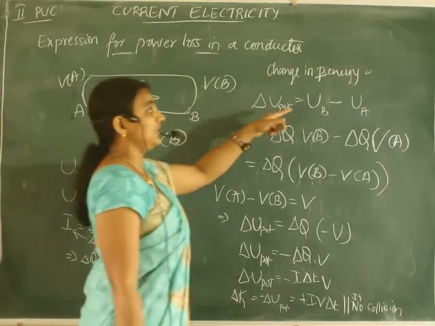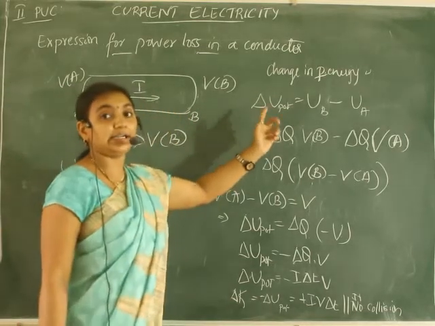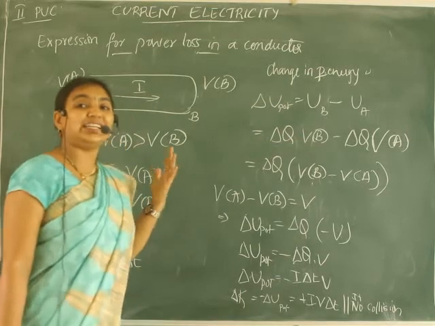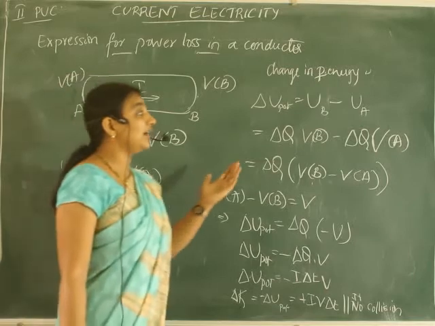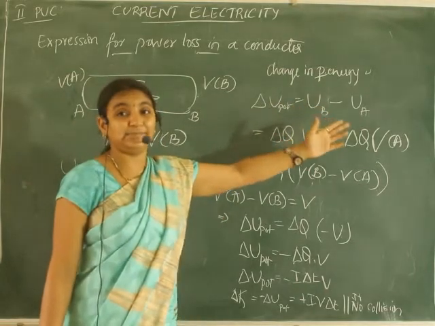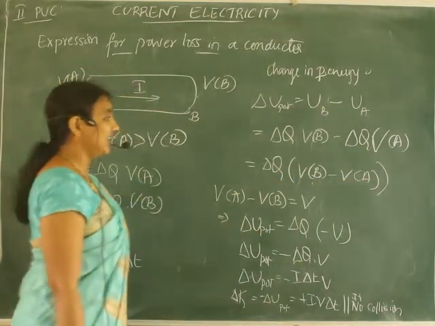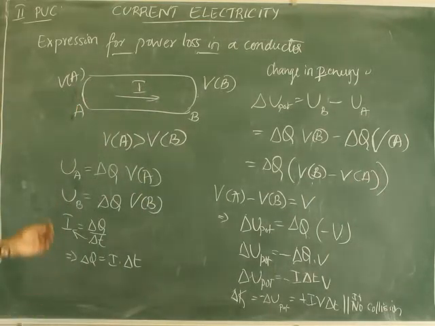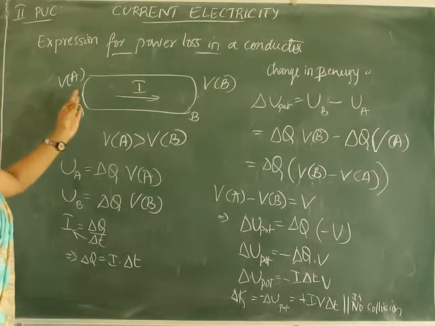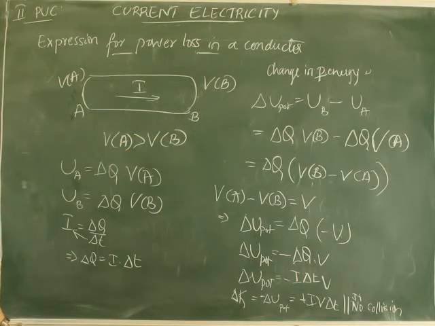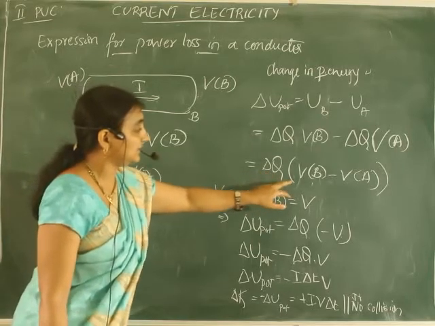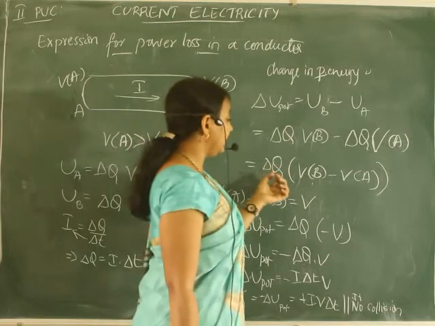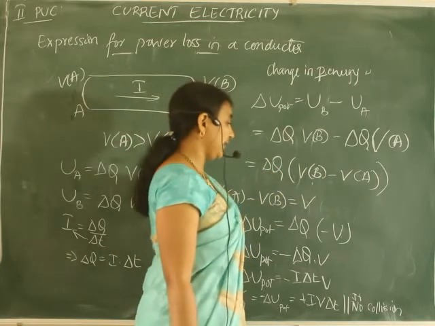Change in potential energy is delta U, equal to potential energy at B minus potential energy at A. That is final potential energy minus initial potential energy, because we are making the charge move from here to here. Correct? Therefore, the final potential energy is delta Q into VB minus V of A.